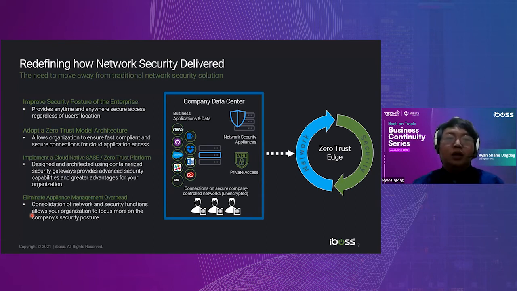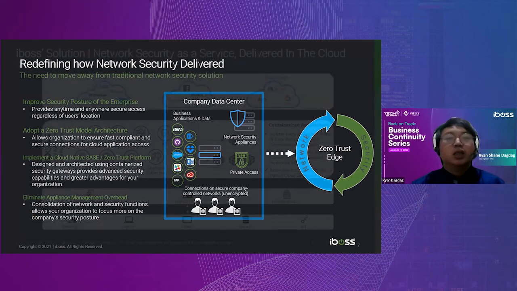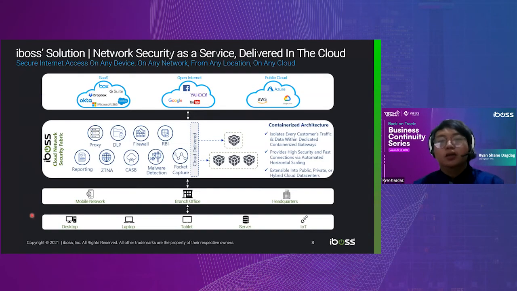So how can we redefine network security here? This is the solution of iboss. We are providing what we call a containerized architecture. We base this on zero trust edge, or what we call the secure access service edge solution, and we anchored this solution in the National Institute of Standards and Technology Special Publication 800-207. The way we deliver the platform is very different, because we allocate every organization their own gateways with a dedicated public IP address.